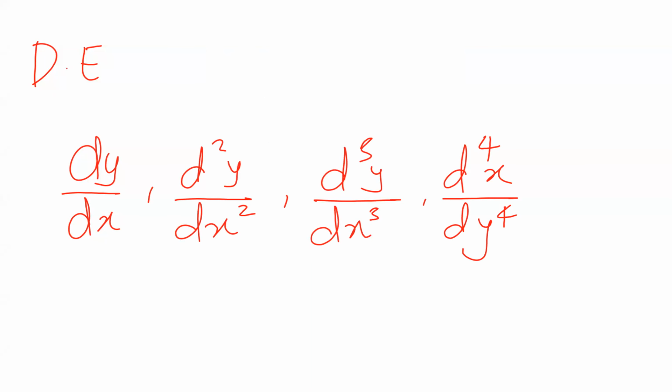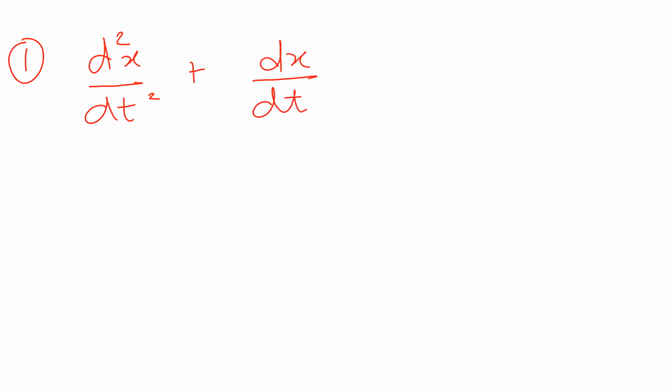Now, first and foremost we need to understand the order and degree of a differential equation. So let us take some examples of order and degree of a differential equation. Let's take an example. The first example has d square x upon dt square plus dx by dt the whole square plus 8 equal to 0.